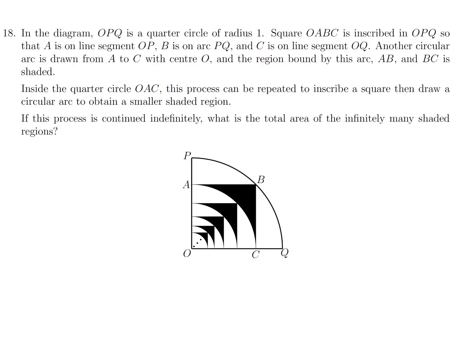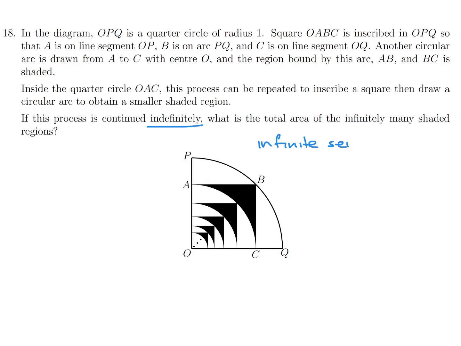Inside the quarter circle OAC, this process can be repeated to inscribe a square, then draw a circular arc to obtain a smaller shaded region. If this process is continued indefinitely, what is the total area of the infinitely many shaded regions? So that number there makes me think of an infinite series.